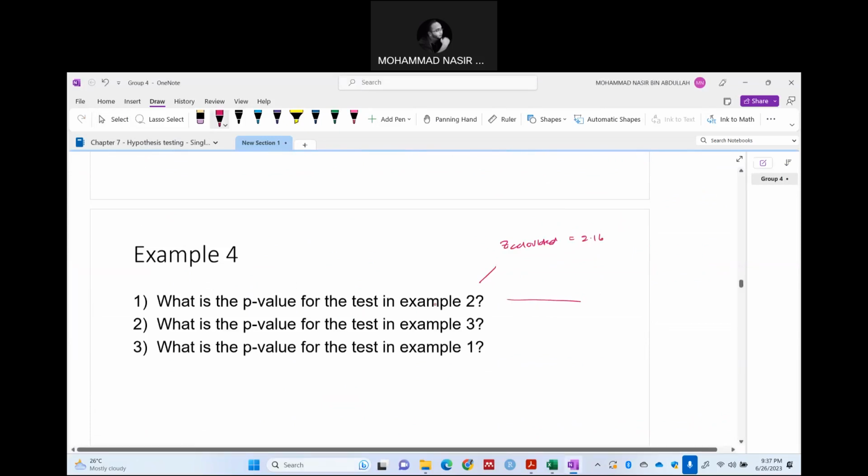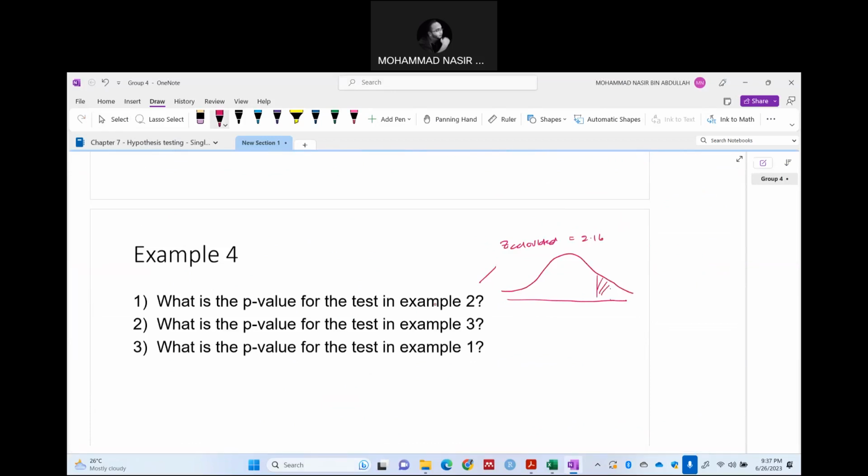So for a two-tail test, the rejection area is to the right and left. So we don't need to calculate z alpha divided by 2. We just straight away find the p-value, which is 2 multiplied by 1 minus the probability of Z less than 2.16. So this one should be 2 multiplied by 1 minus the probability of Z less than 2.16.